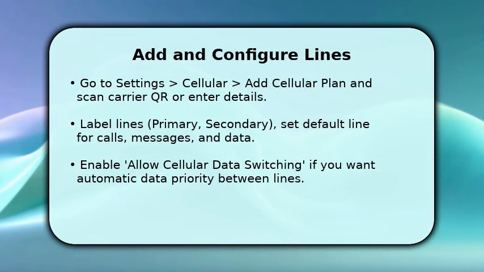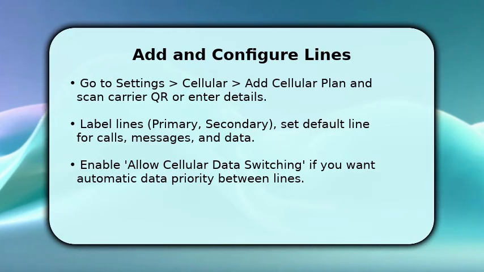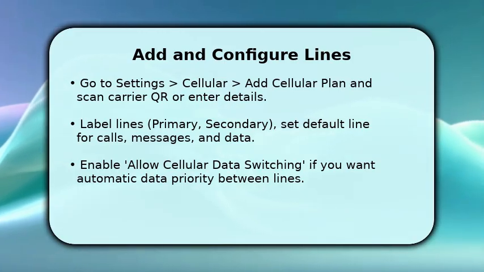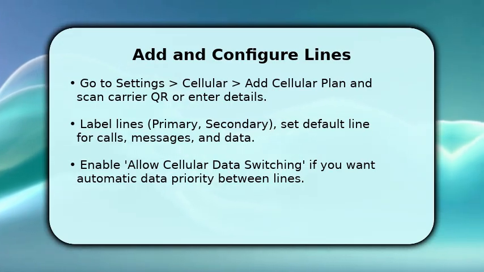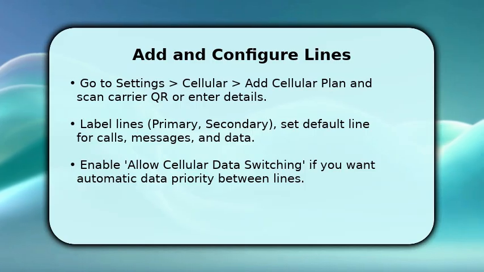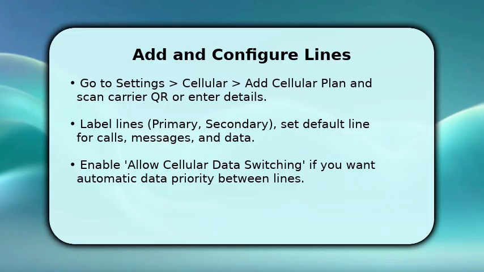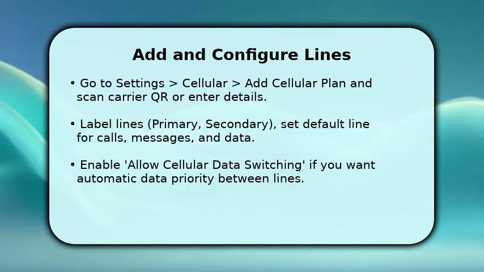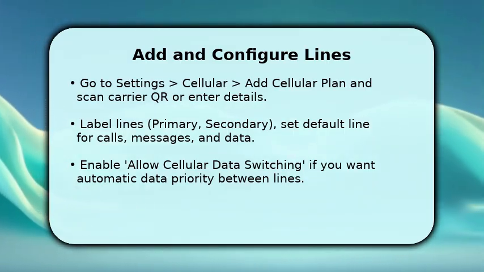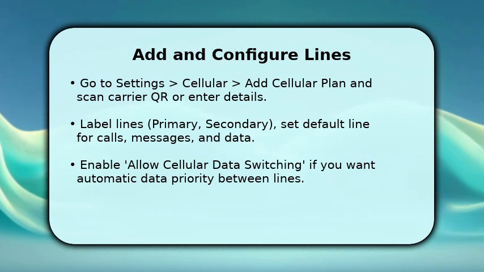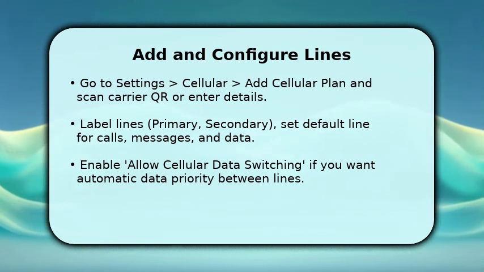Now you add and configure each line step by step. Open Settings, tap Cellular, then add Cellular Plan and scan the carrier QR or type the activation info that registers the eSIM. After both lines appear, label them clearly so you know which is for calls, messages, and mobile data. Then set the default line for voice and SMS while assigning cellular data. Make sure to allow cellular data switching when you want apps to use the active data line automatically.